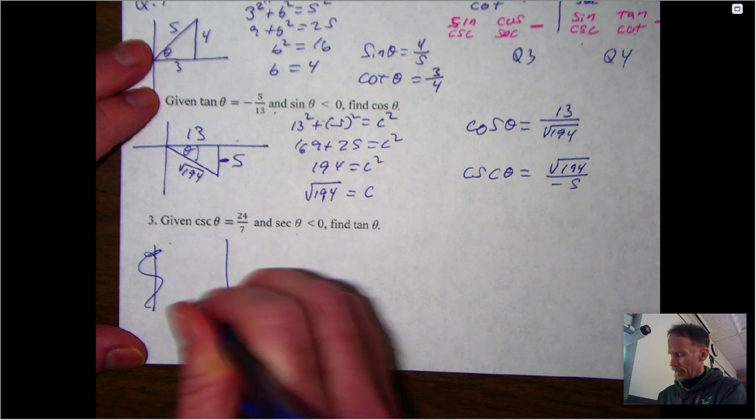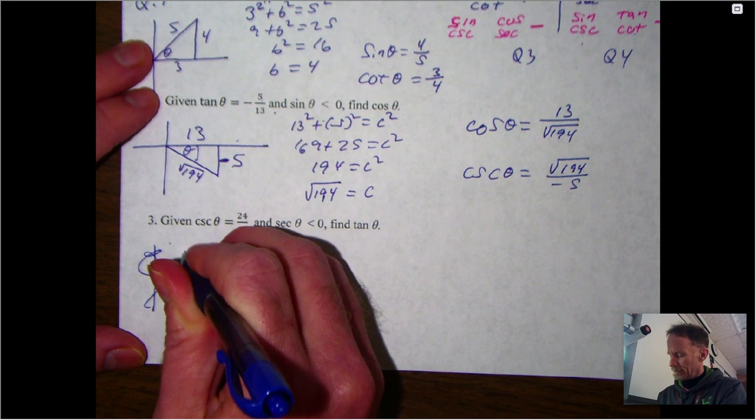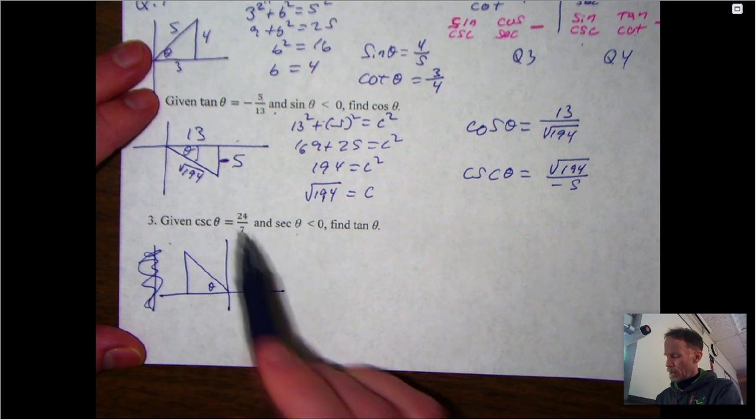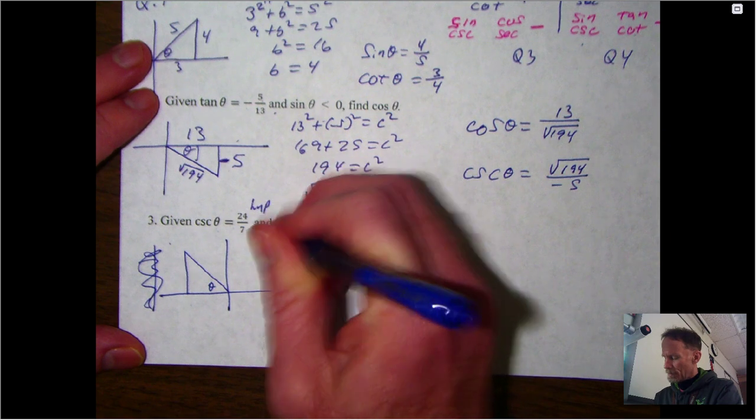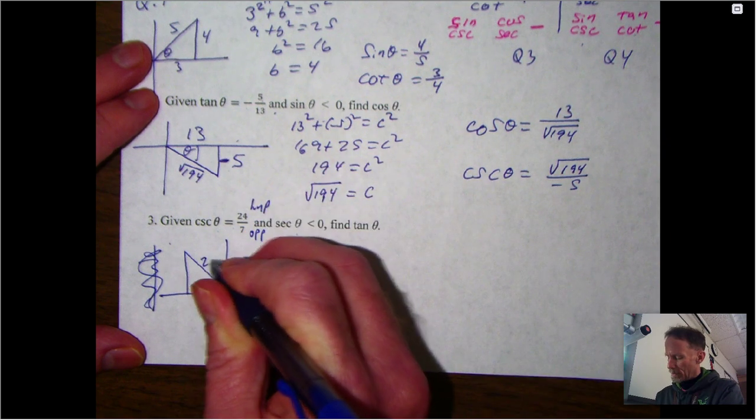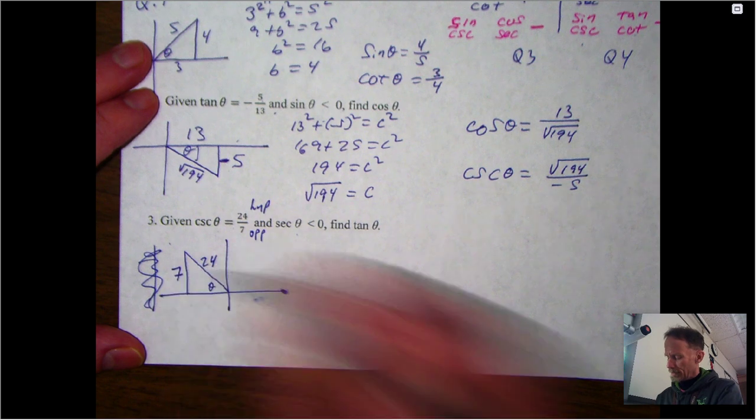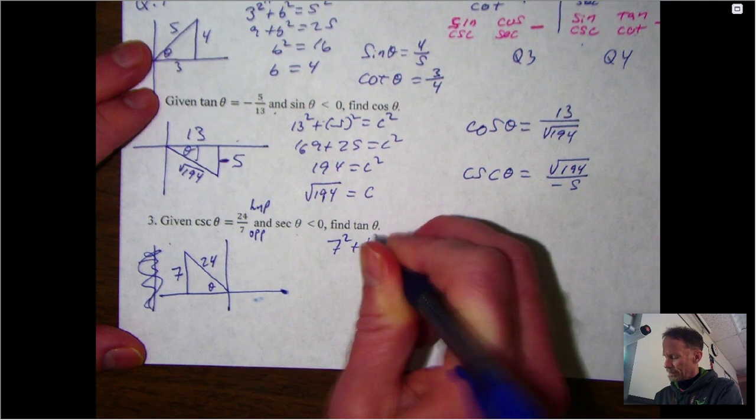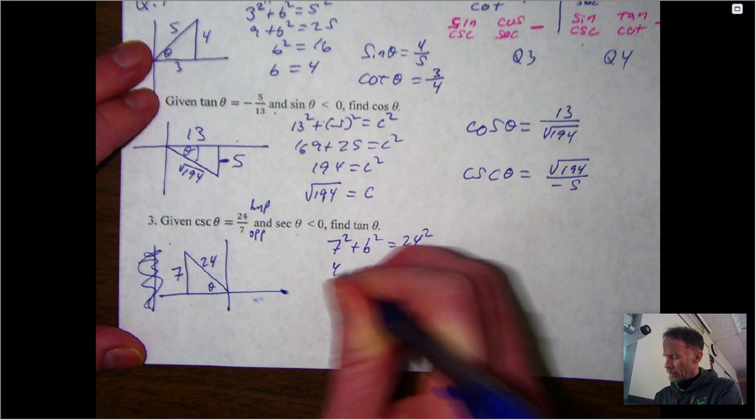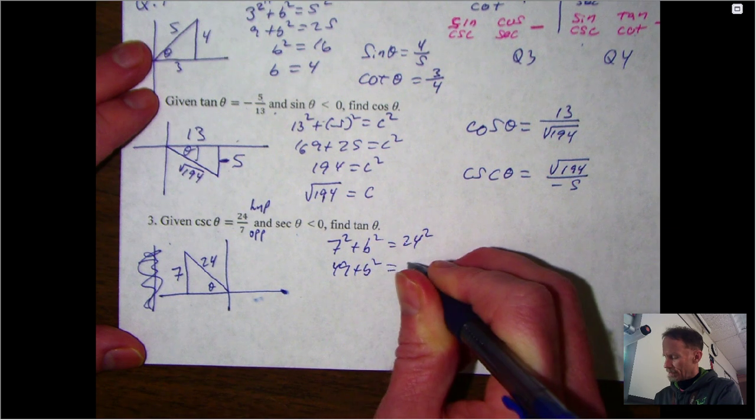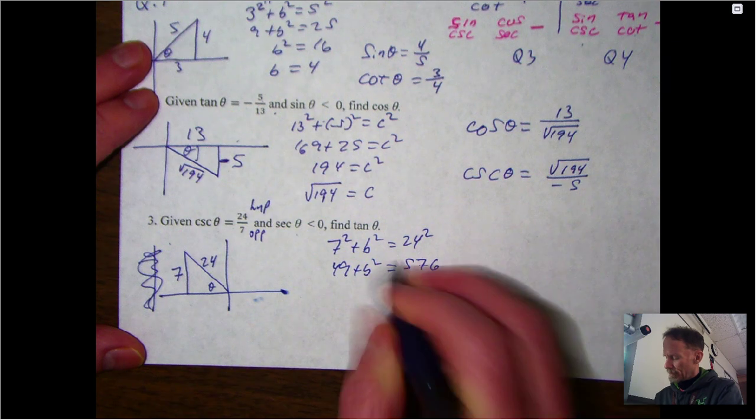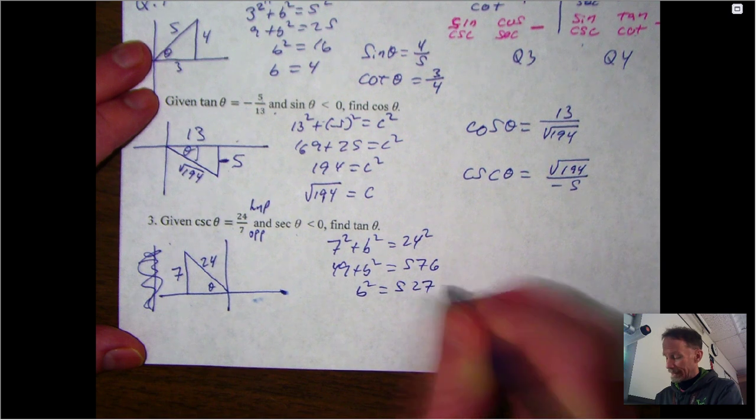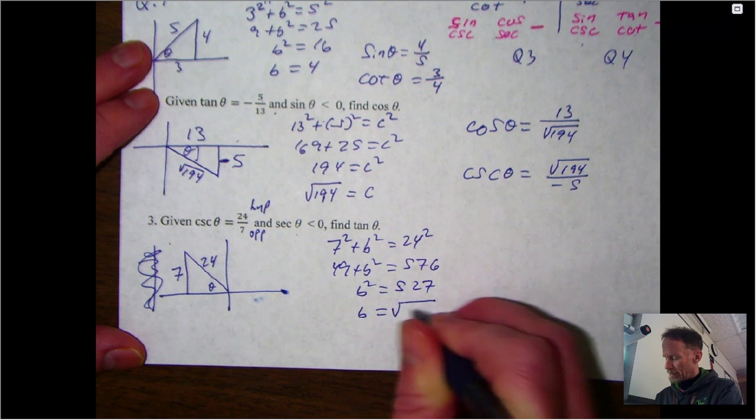Oops, draw a little more room here. So quadrant 2, draw the triangle. There's my theta. Cosecant, that's hypotenuse over the opposite, so that's going to be 24, and that's going to be 7. Pythagorean theorem. That's 49, and that's 576. Subtract the 49, 527. And again, I'm okay with leaving it as root 527.